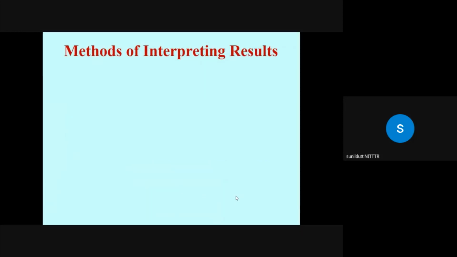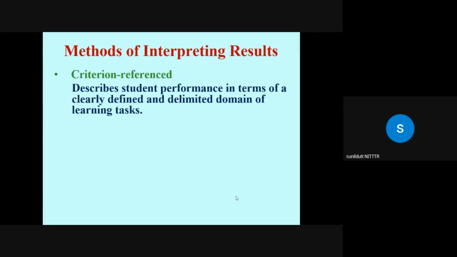Now coming to the 2 methods of interpreting the results. I gave you the reference for this in the beginning. One is criterion referenced testing. So this method describes student performance in terms of, you see, a clearly defined and delimited domain of learning tasks.